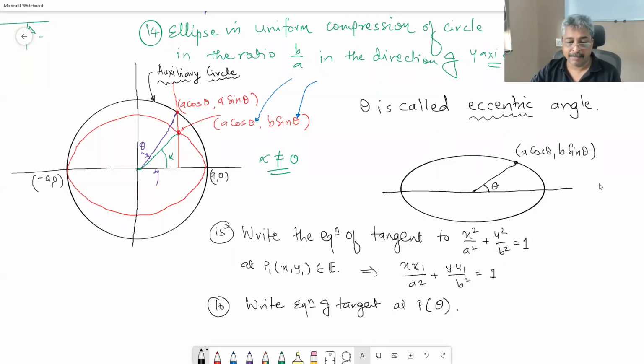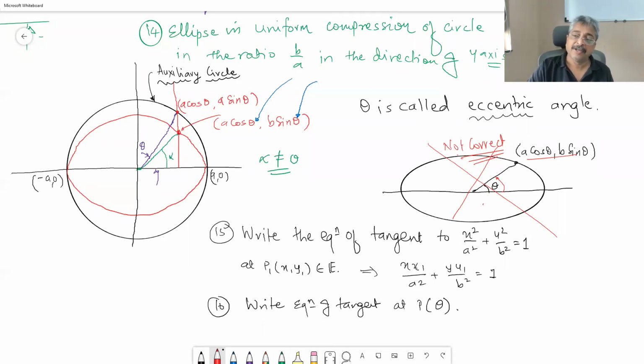This is the wrong diagram that I have drawn. This is not correct. That is what I was trying to explain to you, that if you consider this as theta and your ellipse is like this, then it is not correct. What is correct is this. So you have to go to the auxiliary circle, get that point and go down by the b by a ratio to get the point on the ellipse.